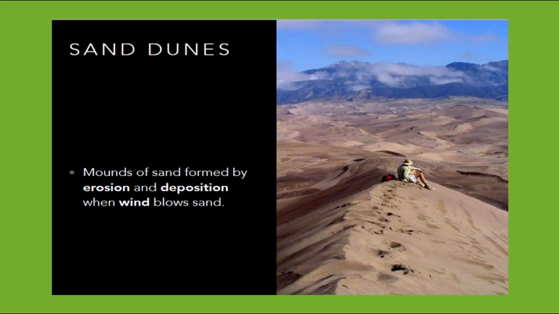Sand dunes. Sand dunes, whether you are in a desert or on a beach, form the exact same way, by wind. So they're mounds of sand formed by erosion and deposition when wind blows. So, essentially, you guys know sand. It's very, very small pieces of sediment that have been weathered from larger rocks.